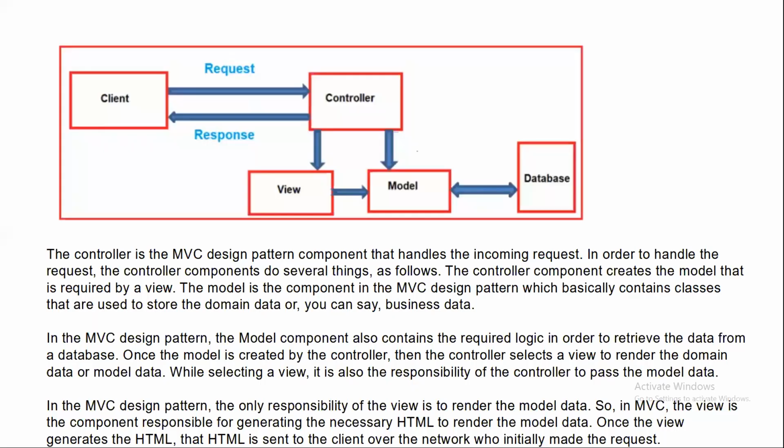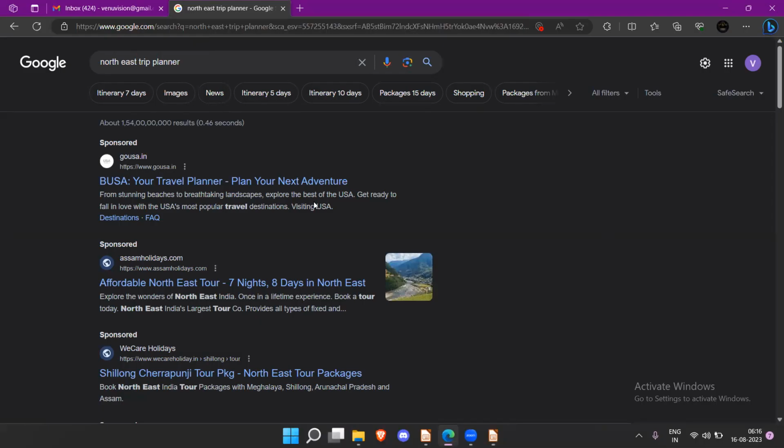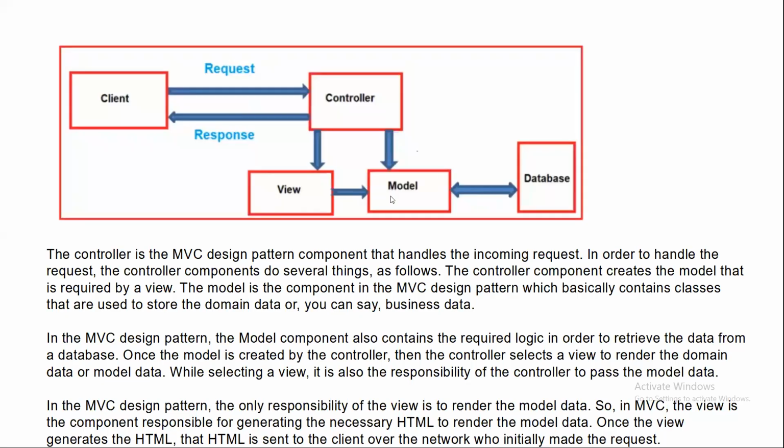View is responsible to display the data received from the model. Now, the model contains the business logic. You must be knowing that we have classes and methods where we write our business logic, right? Everything is in the model. So business logic is in the model, and the model interacts with the database to get the data.